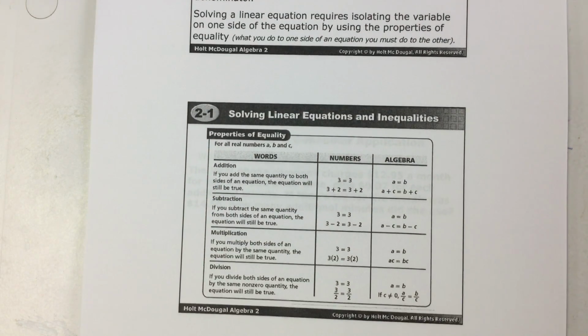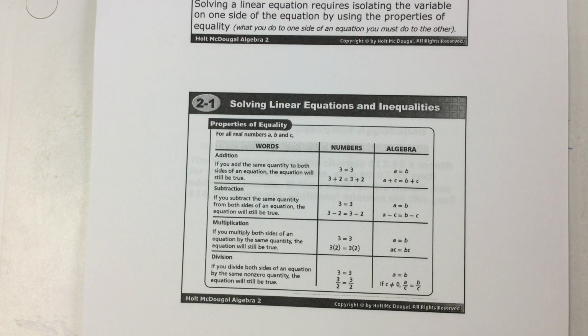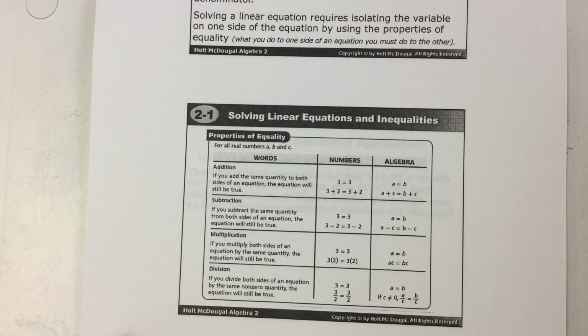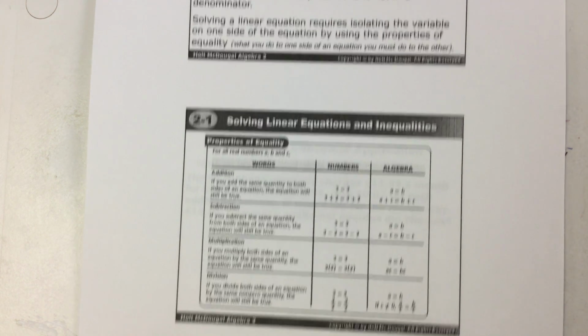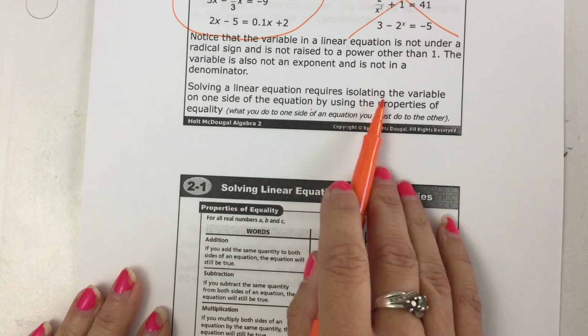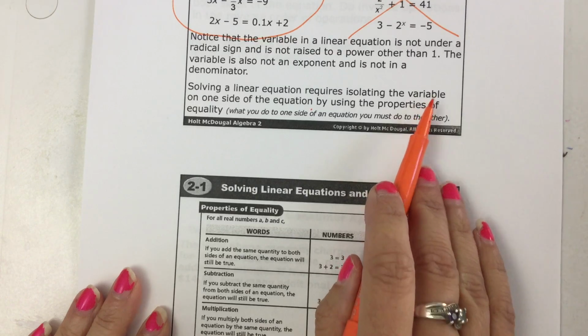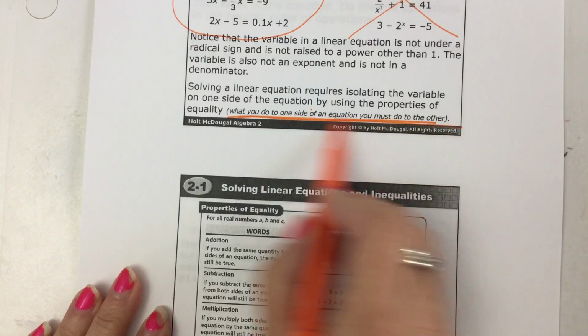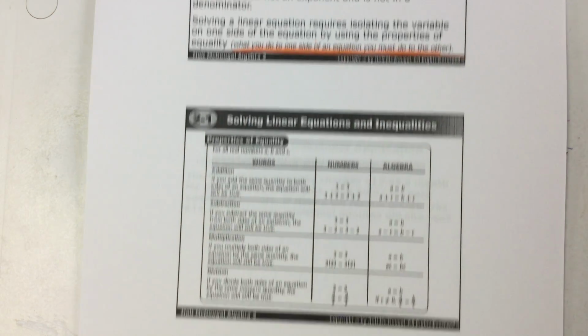Now, when you are solving a linear equation, what you have to do is perform the inverse operation. So if you want to undo subtraction, you do addition. If you want to undo division, you would have to multiply. But there is a rule. Solving a linear equation requires isolating the variable. You have to get the letter all by itself, using properties of equality.